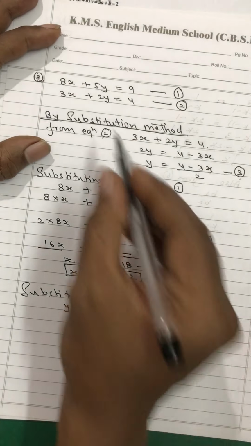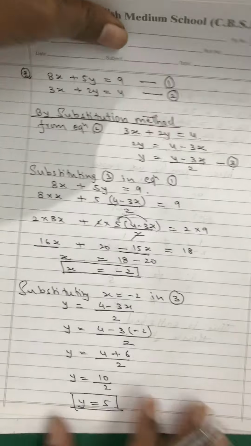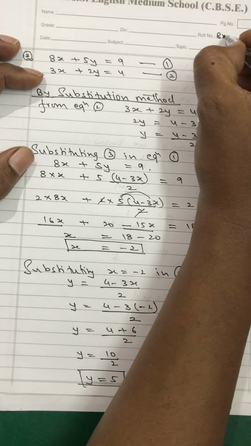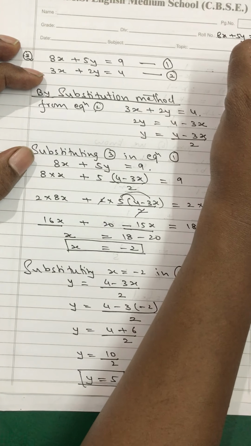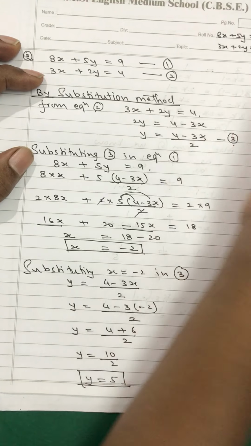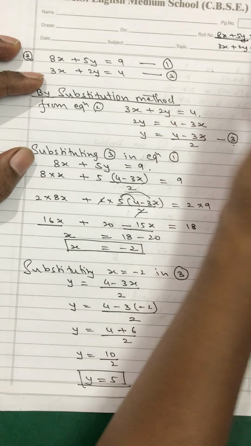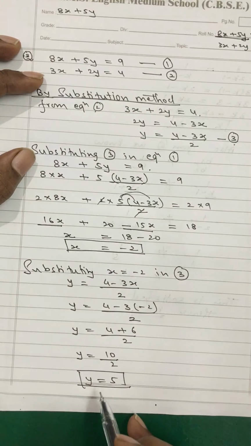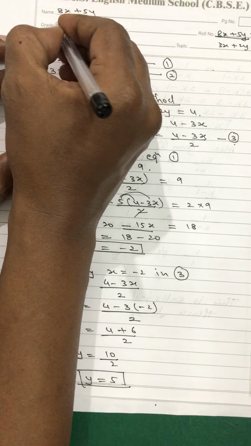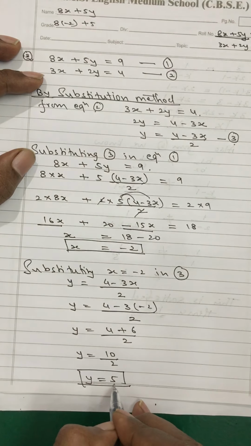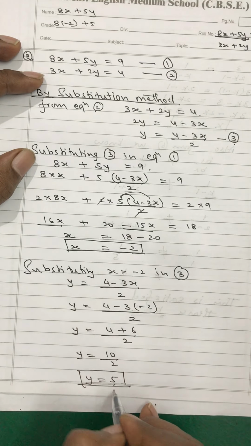Again I like to do the verification, my dear students, so be careful. Those who have a problem, see here: 8x plus 5y is equal to 9, and then 3x plus 2y is equal to 4. I will take only the left hand side, 8x plus 5y, and these are the values of x and y. x is equal to minus 2, so in place of x I will write minus 2, and in place of y I will write 5.